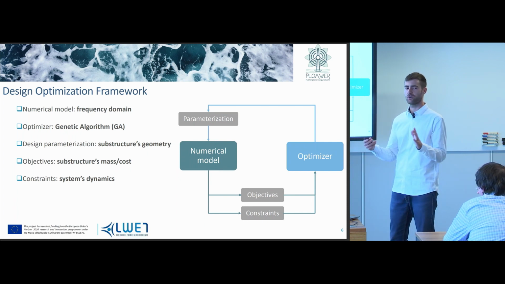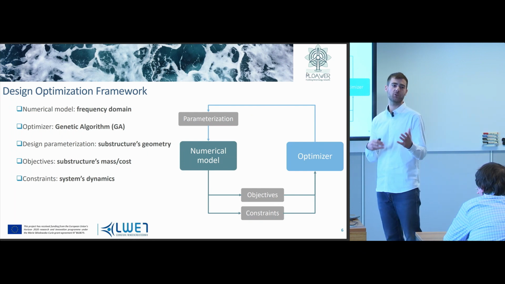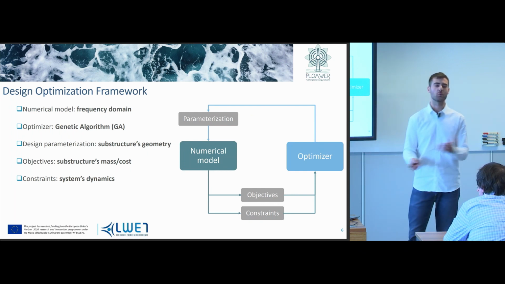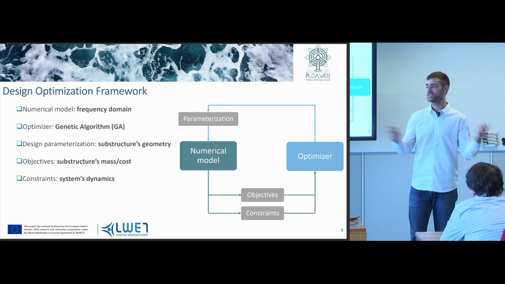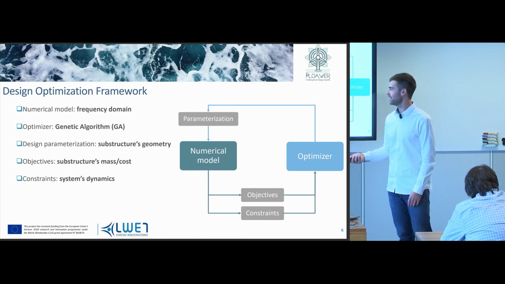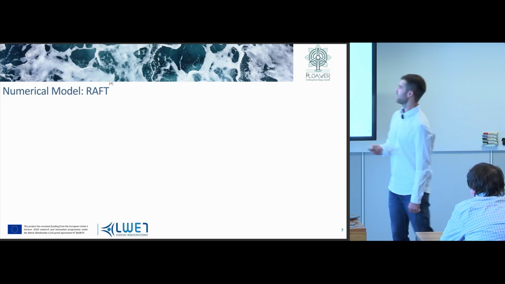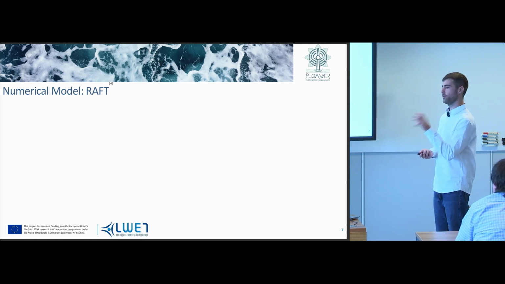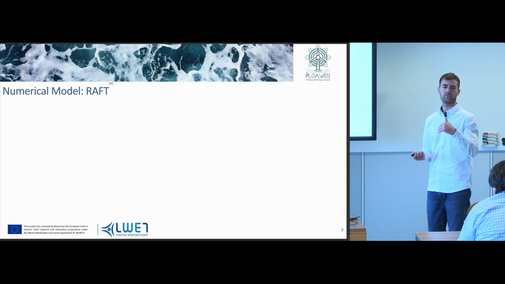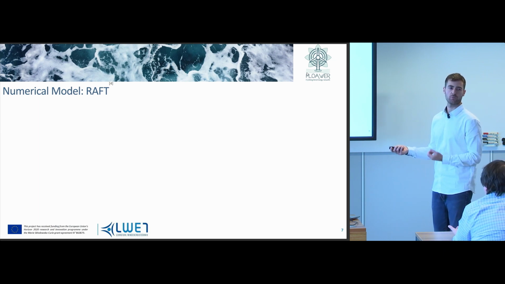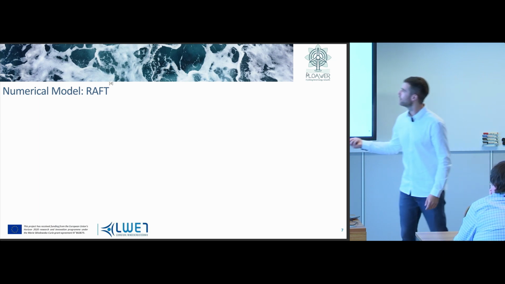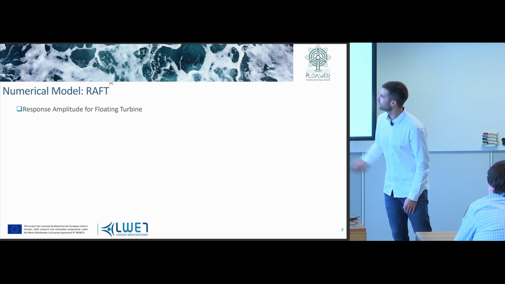And the constraints are on the system's dynamics because if you have a floating wind turbine, you don't want it to have a crazy dynamic. And so the constraints will take those into consideration. Okay, I will briefly explain the numerical model we use, and then after the optimization. I will finish by giving some results, and then we will pass on to other presentations.